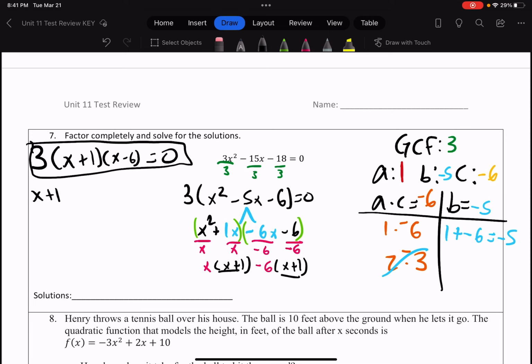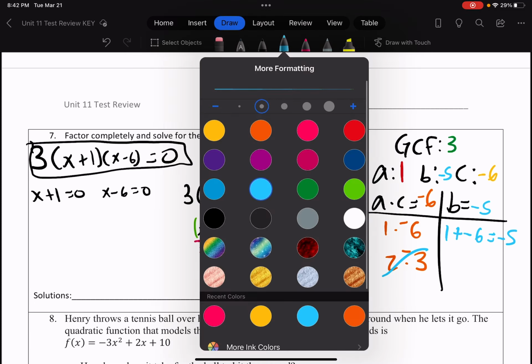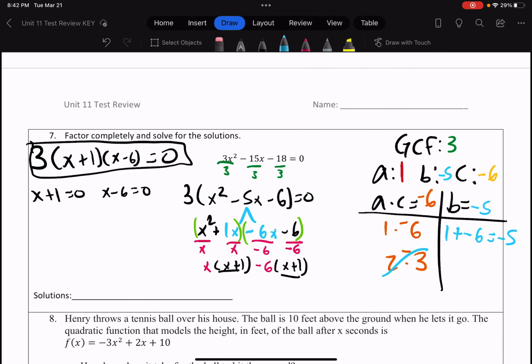So I'm going to set each of those factors equal to 0. So I've got x plus 1 equals 0, x minus 6 equals 0. And guys, I'm not even going to set the 3 equal to 0 because 3 can never equal 0. That just doesn't make sense. So now this becomes just one-step equations. I'm going to subtract a 1 from both sides. So that gives me my first solution that x equals negative 1. I'm going to add a 6 to both sides. So that gives me the second solution that x equals a positive 6. So guys, those would be your two solutions here.